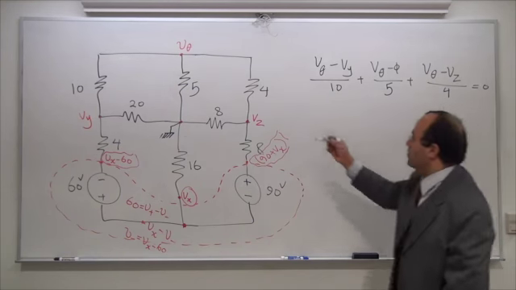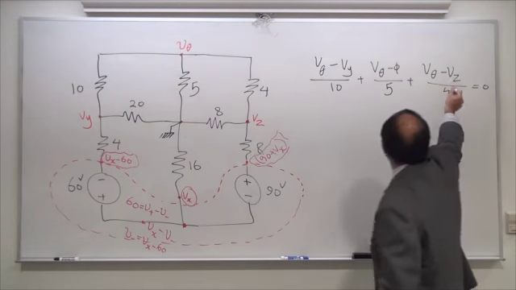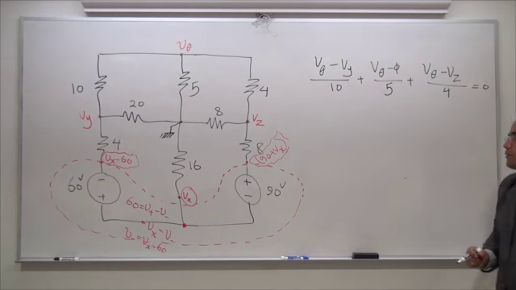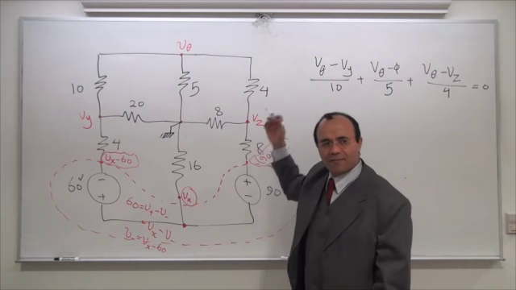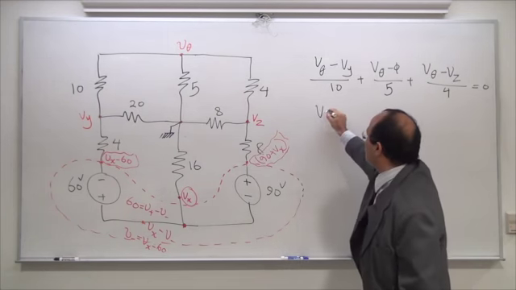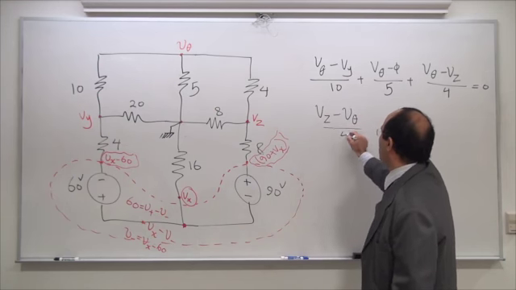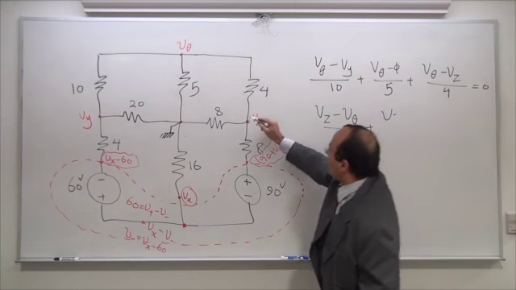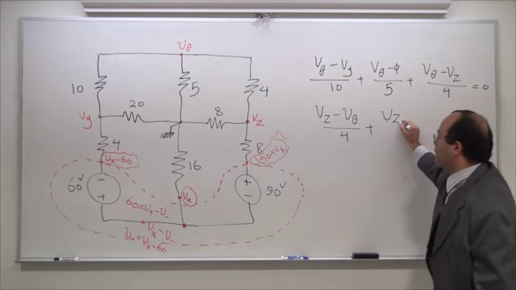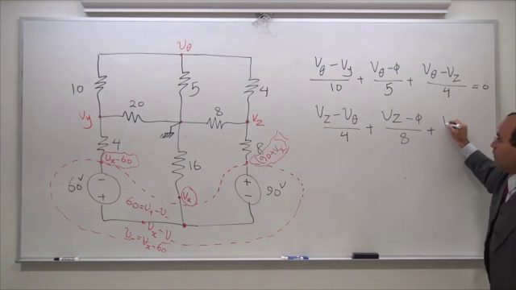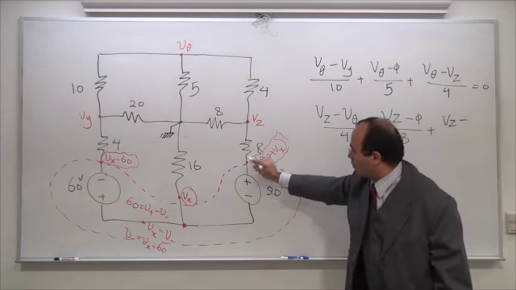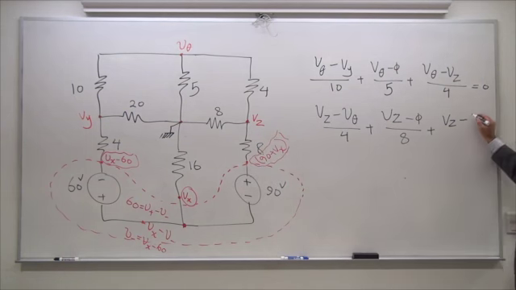3 components, 3 terms. 1, 2, 3. Current, current, current is equal to 0. That's theta. When I get to Z, I'm assuming Z is the biggest one and everything is actually leaving the node. So it's going to be Vz minus V theta divided by 4. Vz minus 0 divided by 8. Vz minus this node divided by 8. So Vz minus, open bracket, 90 plus Vx, close bracket, divided by 8 is equal to 0.